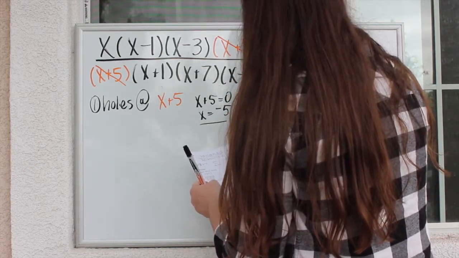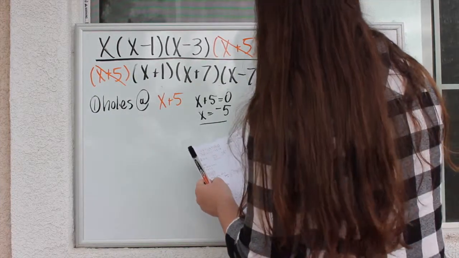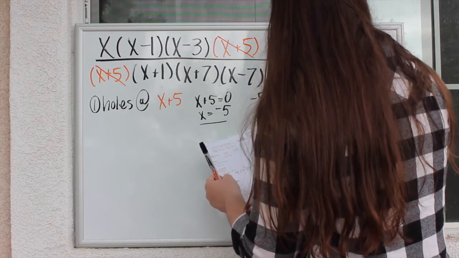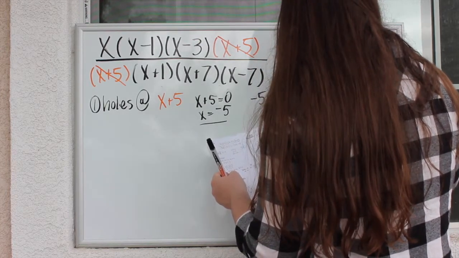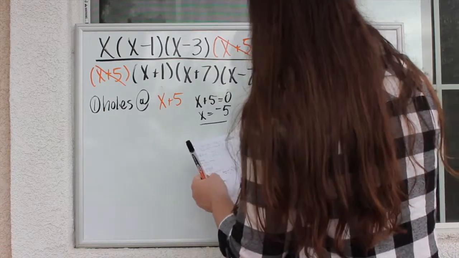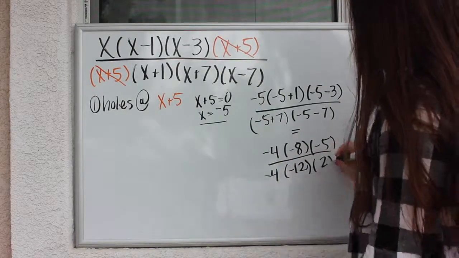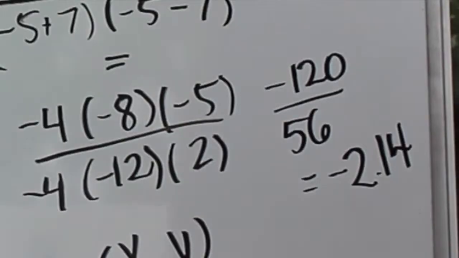Now that we have our x coordinate, we can use that to find our y coordinate. We will be using the x equals negative 5 back in our original problem, and we'll just be plugging in negative 5 for each x variable in the original problem. When we do this, in the numerator, we will have negative 5, in parentheses negative 5 plus 1, and in parentheses negative 5 minus 3. In our denominator, we will have negative 5 plus 7, negative 5 minus 7, and negative 5 plus 1. Whenever we solve all of this out, we will receive a numerator that equals negative 120 and a denominator that equals 56. When we plug this into our calculator, we will find our y-coordinate to equal negative 2.14.